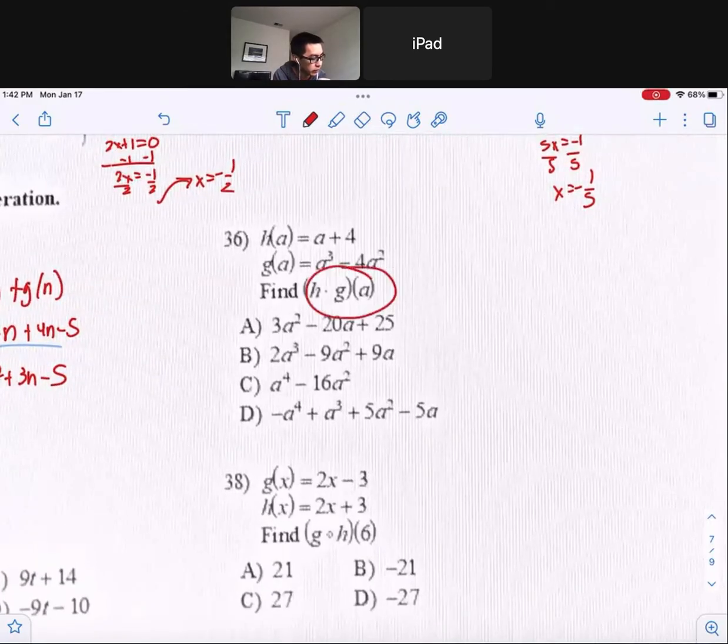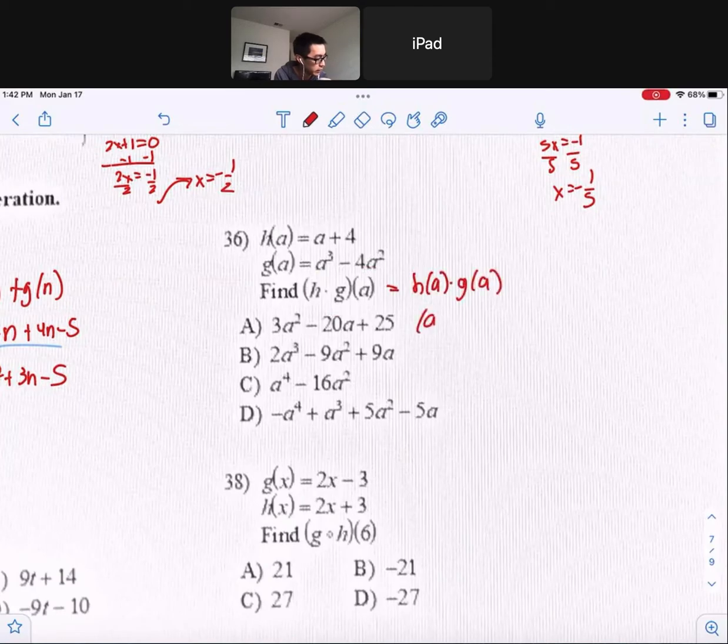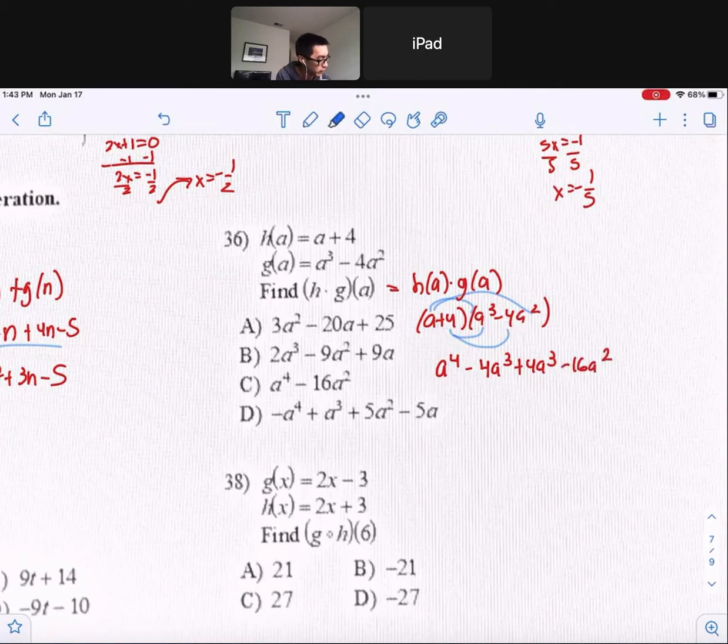36. Okay, so this operation tells us that we multiply our two functions together. H of a is a plus 4, g of a is a to the third minus 4a squared. We do a nice double distribution. A times a to the third is a to the fourth. A times minus 4a squared, minus 4a to the third. 4 times a to the third is 4a to the third, and 4 times negative 4a squared, you guys, is negative 16a squared. These cancel, so we get a to the fourth minus 16a squared, which is going to be C.